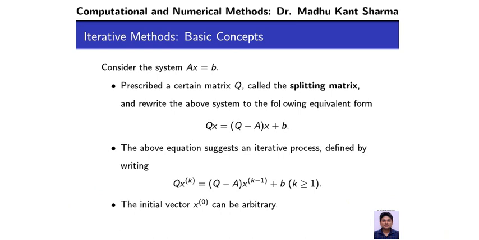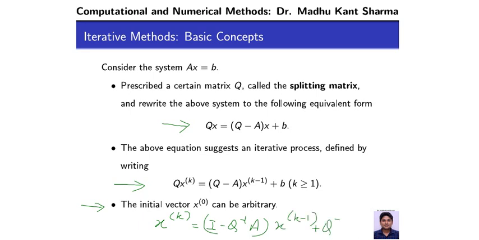Again, you have the splitting matrix called Q, which suggests the following scheme, where the initial vector x0 can be arbitrary. Analytically, if you wish to write this, x_k is equal to I minus Q inverse of A times x_{k-1} plus Q inverse of B. So theoretically this is right.